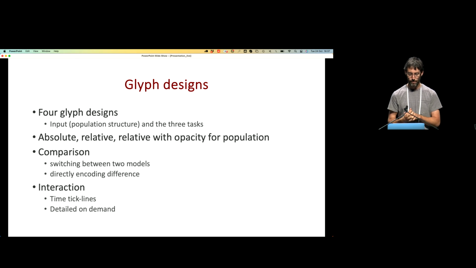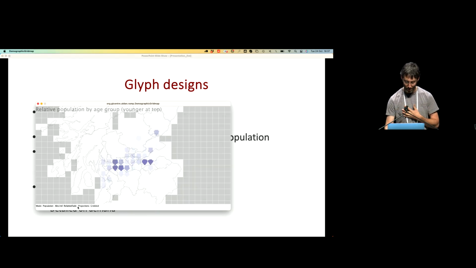So I'm going to show you four glyph designs and the comparison that we embedded in them, and also the interactions. You've seen the population ones.